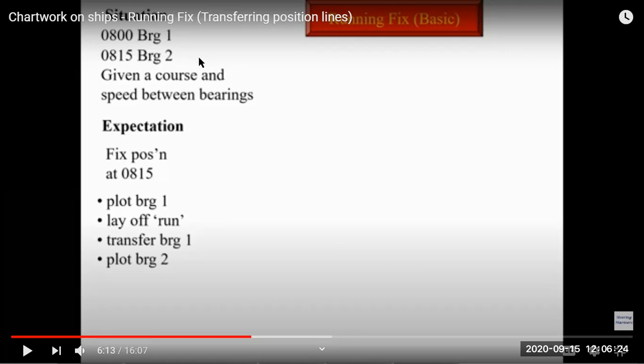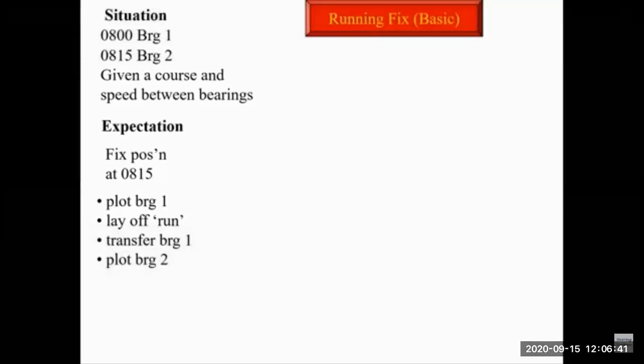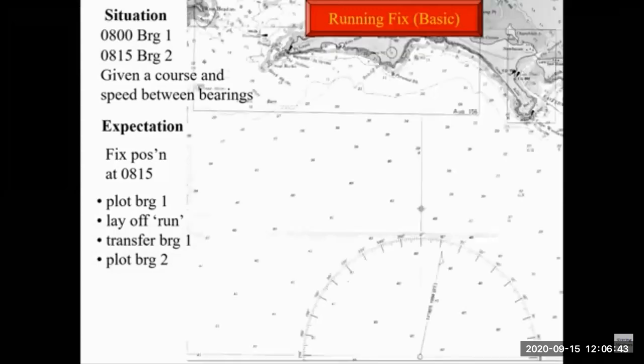We have bearing 1 at 0800 and bearing 2 at 0815. The course and speed are given between the bearings. We have to find the final position. So what we do, we plot the first bearing and lay the run of course and distance and the speed. Then we transfer the first bearing and plot the second bearing. Wherever it cuts, that is our final position.